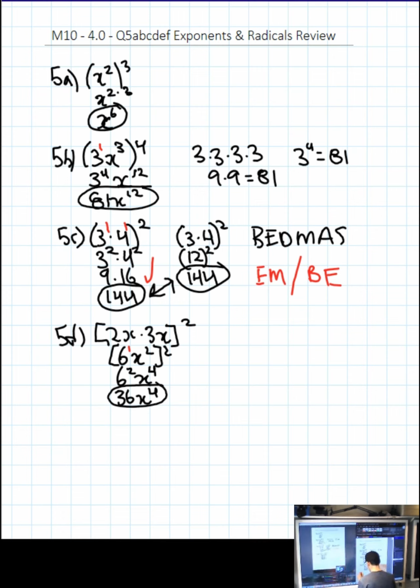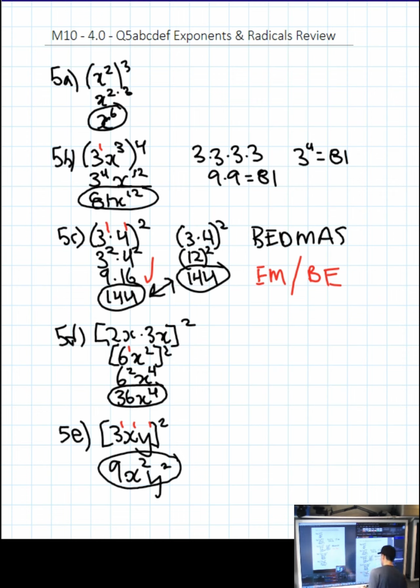Okay, we have 5E. So we have open bracket 3xy close bracket squared. So I'm going to give everything exponent of 1. And this time I'm going to skip a step. 3 squared is 9. Then we have x squared multiplying our exponents together. Then we have y squared multiplying our exponents together. Circle our answer. So remember, we can skip steps. I didn't have to do 1 times 2 is 2 and then do 3 squared. We know that 3 squared is 9, so if you'd like to do that, feel free.